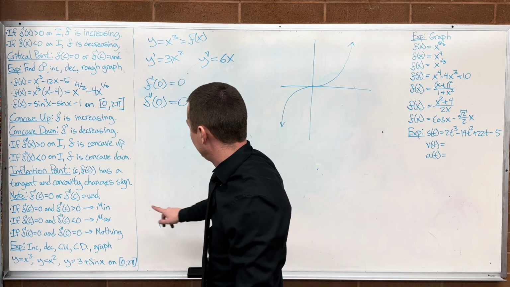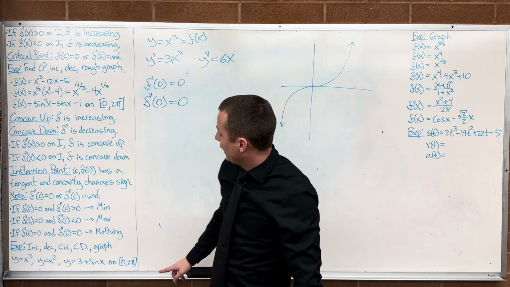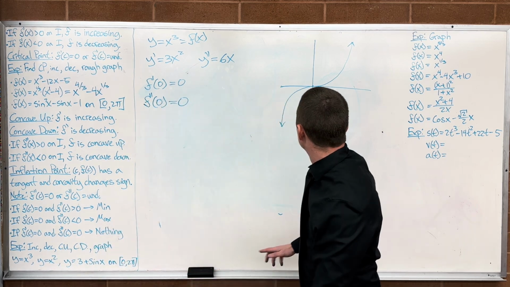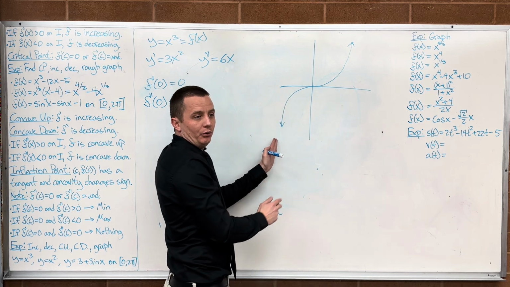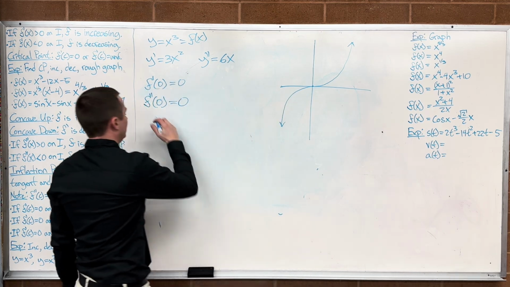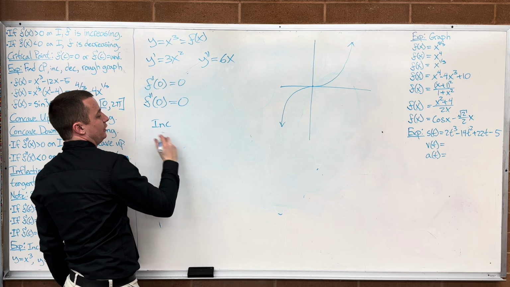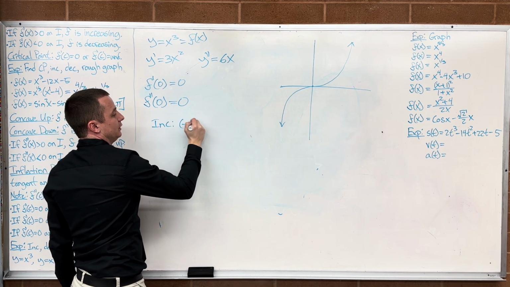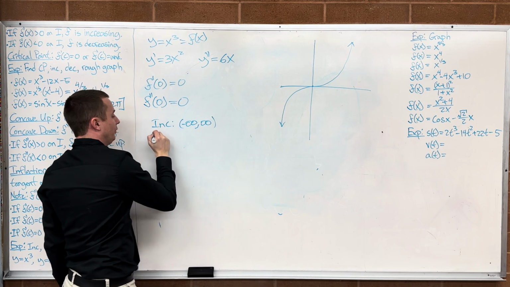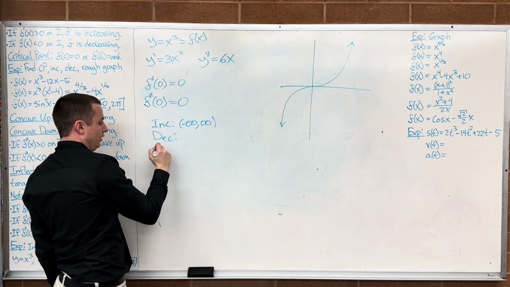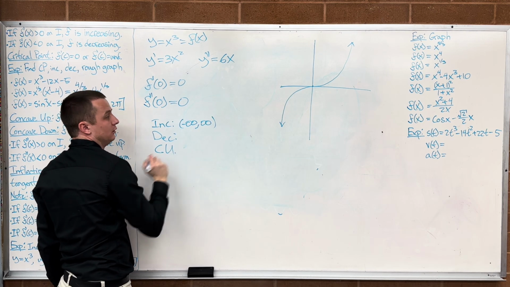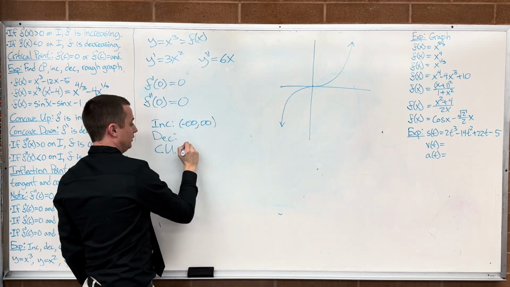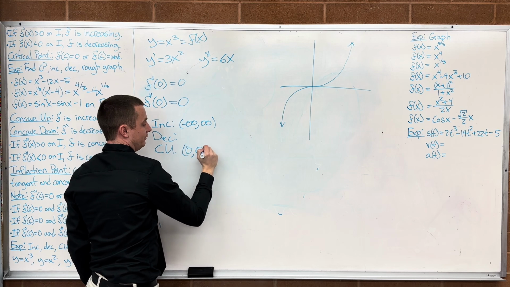Let's see everything that we were supposed to do on this. We were supposed to find where it's increasing, where it's decreasing, where it's concave up and concave down. Where is it increasing? It's increasing everywhere, from negative infinity to infinity. Where is it decreasing? Nowhere. Where is it concave up? From 0 to infinity.